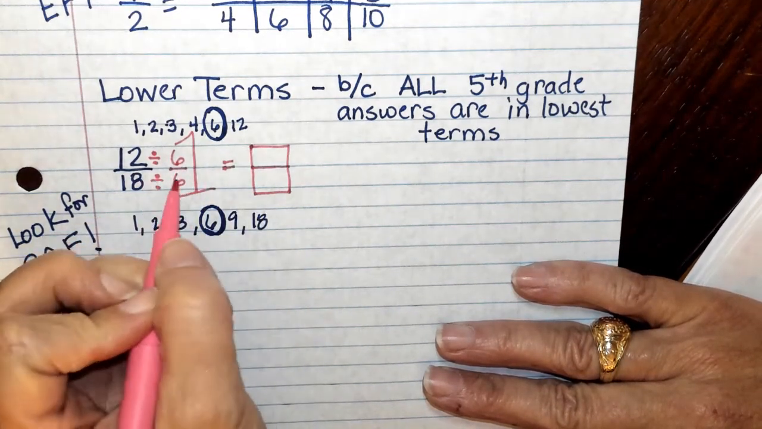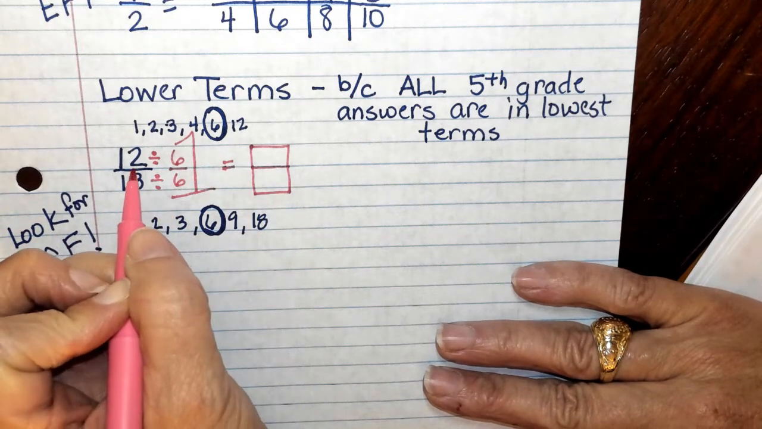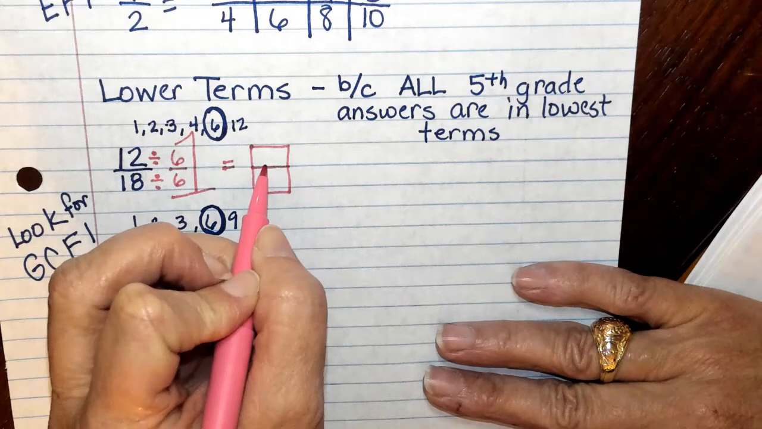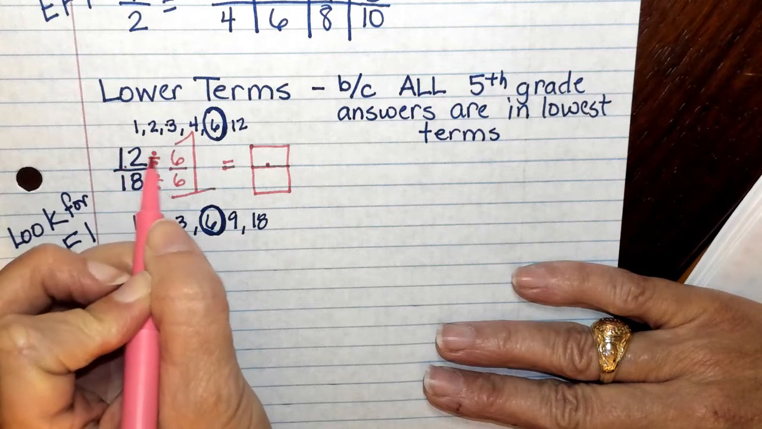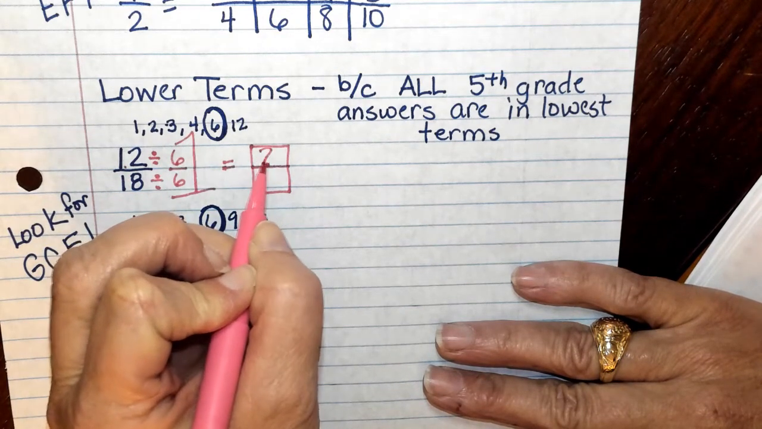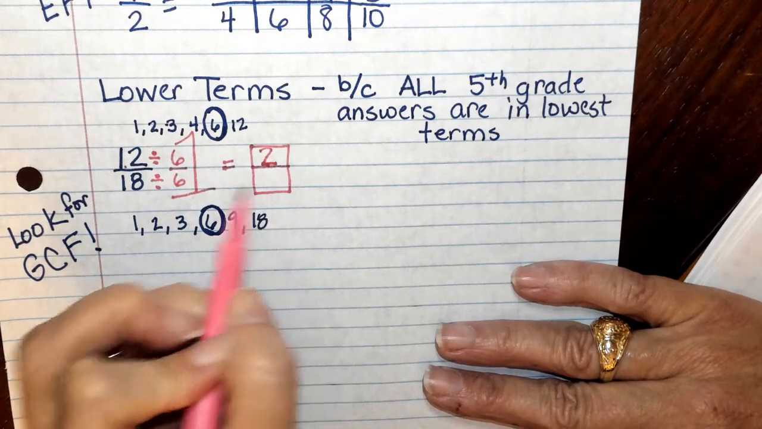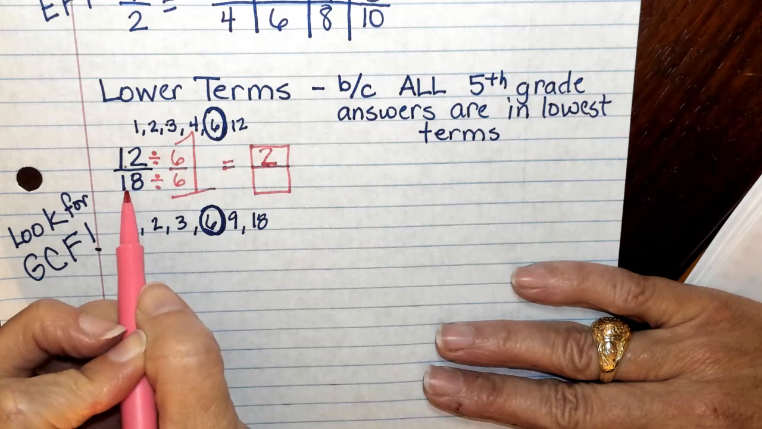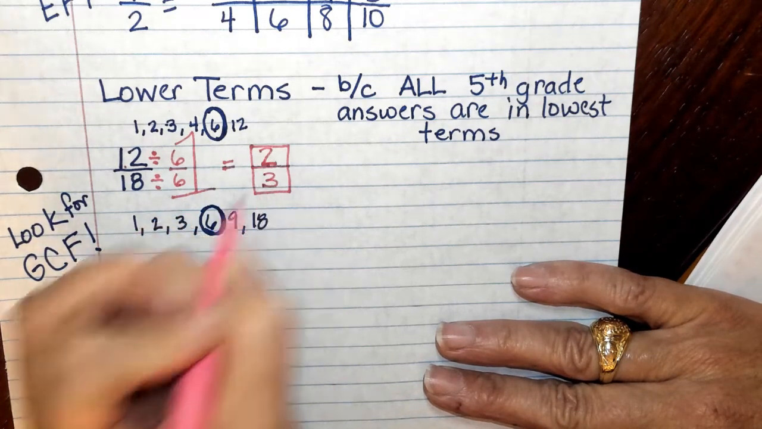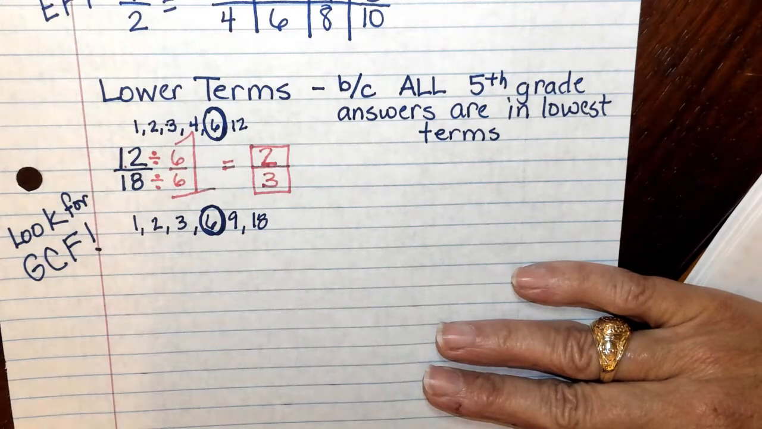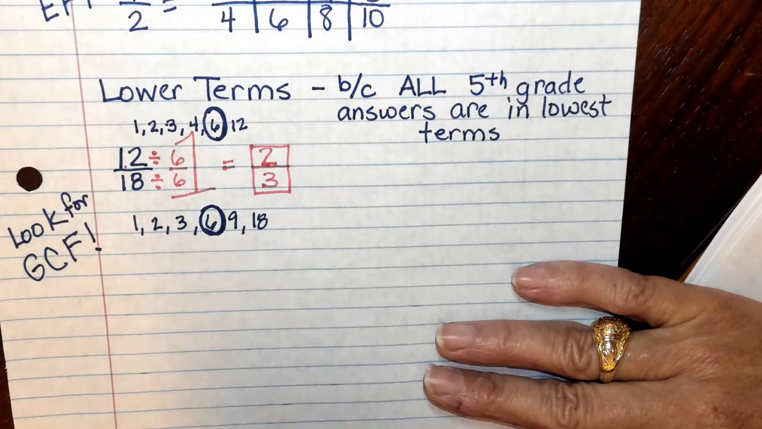And sometimes division scares us, so we can think the opposite, multiply, to help us figure out what that is. If I think about something times 6 that will give me 12, or 12 divided by 6, the number that would go in the blank would be 2. And if I think about something times 6 to get 18, or 18 divided by 6, that number would be 3. So our new lower equivalent fraction name for 12/18 is 2/3.